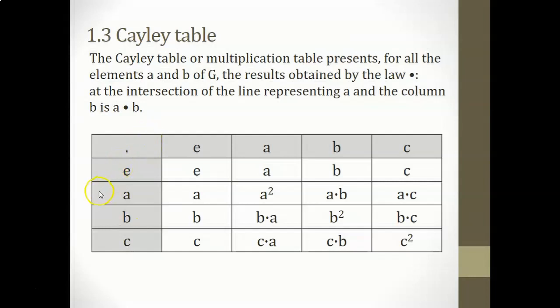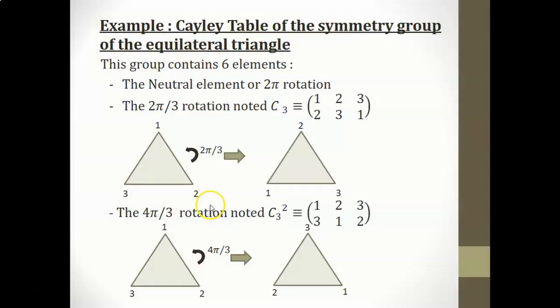So, for example, at the intersection of this line and this column lies the product A multiplied by B. And at the intersection of this line and this column lies the product B multiplied by A. Now, as an example, we will construct the Cayley table for the symmetry group of the equilateral triangle.